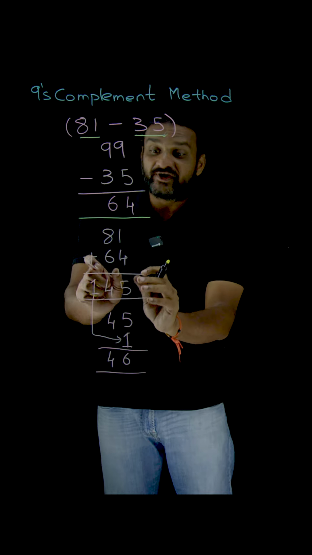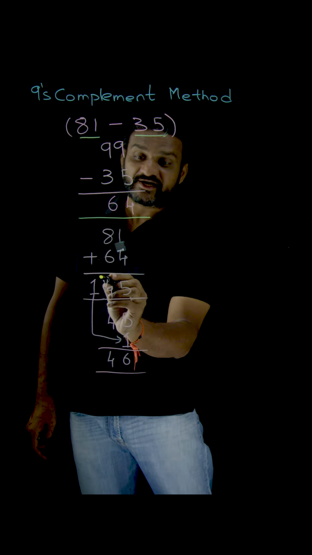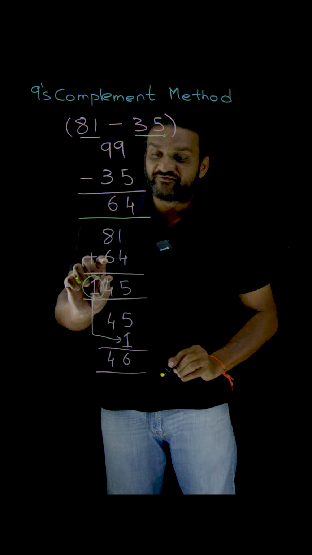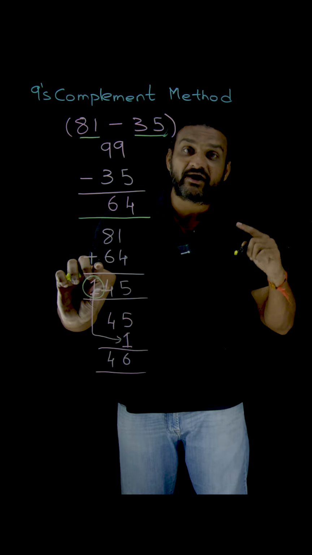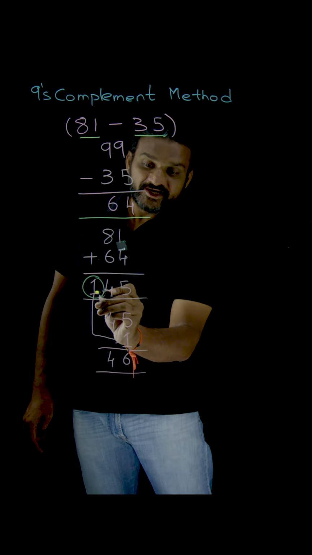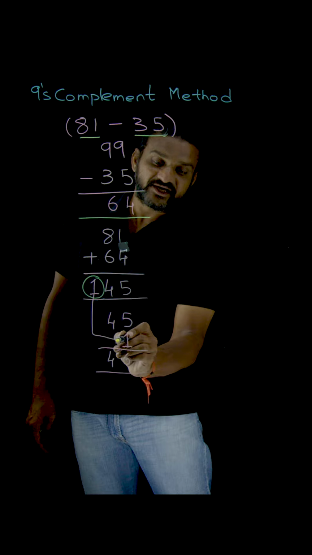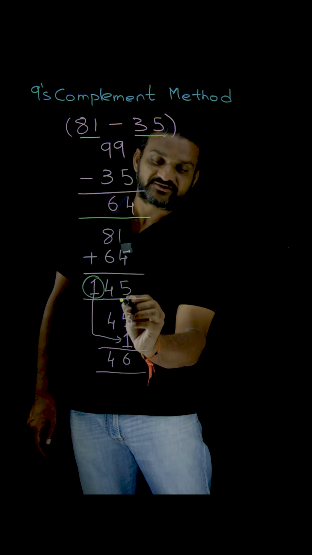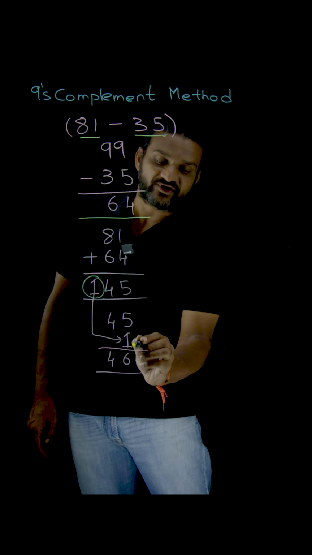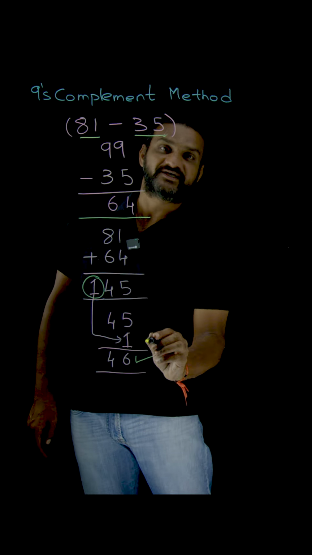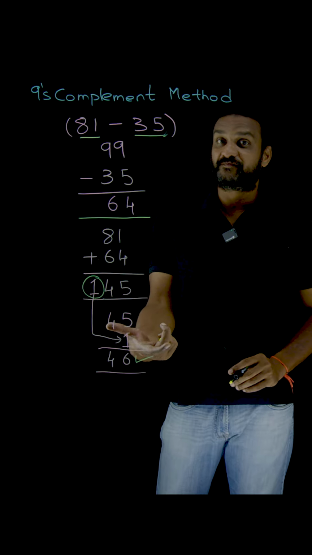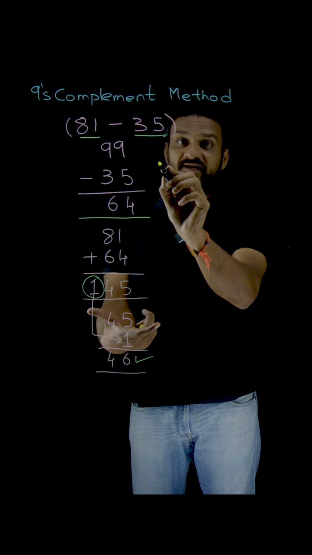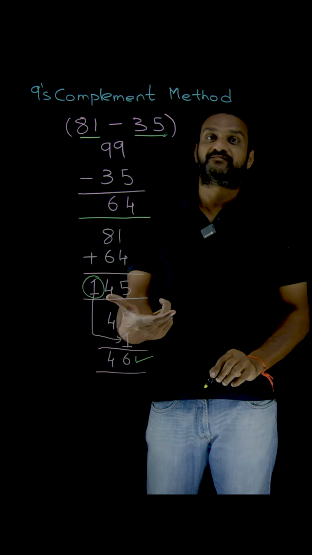Whenever we get a carry, and here we are getting a carry, this one is a carry, right? Whenever we get a carry, what do we have to do? The next step is to bring that carry around and add it to this value, which is 45 plus 1, which is going to be 46. So the same result, but we have never done the borrow operation.